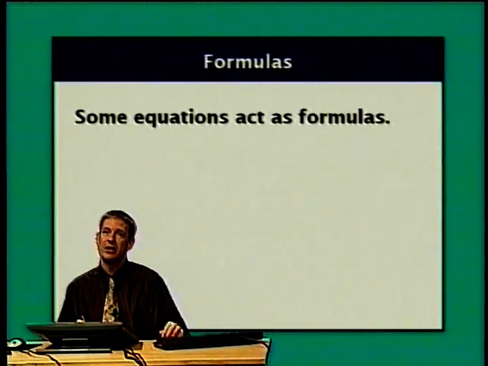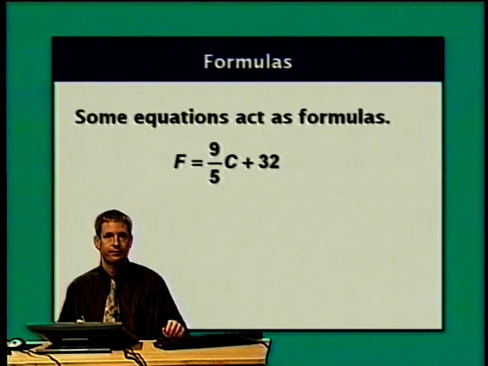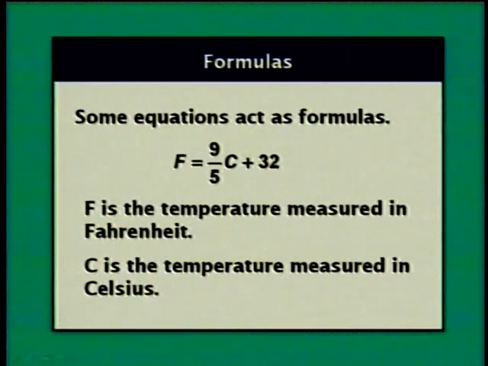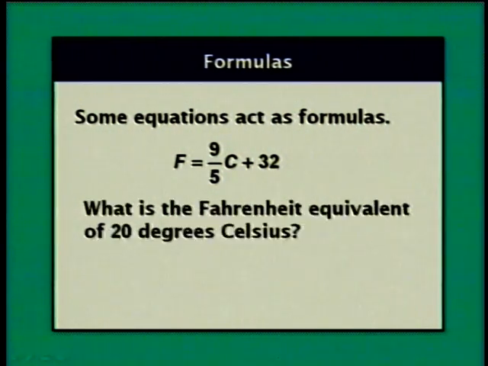It turns out that some equations act as formulas. Some of you may have seen the formula F equals 9/5 C plus 32. This is a formula that we use to convert temperatures. Specifically, if F is the temperature measured in Fahrenheit and C is the temperature measured in Celsius, we could easily use this formula to convert a Celsius temperature to a Fahrenheit temperature. For example, we could use this formula to convert 20 degrees Celsius to Fahrenheit.